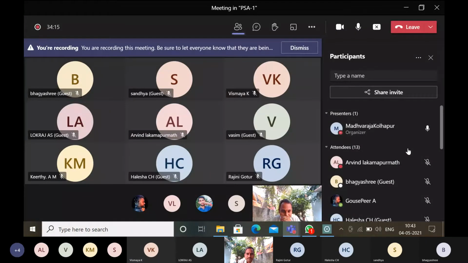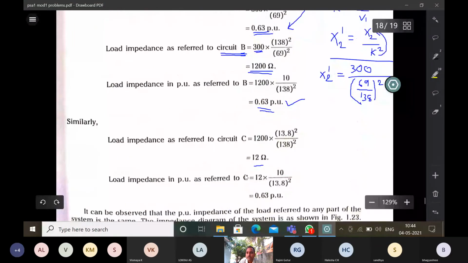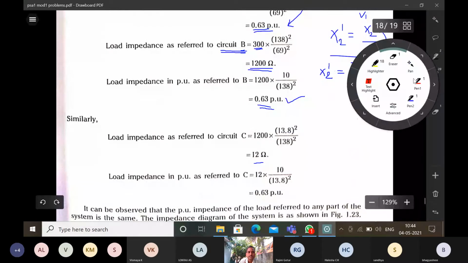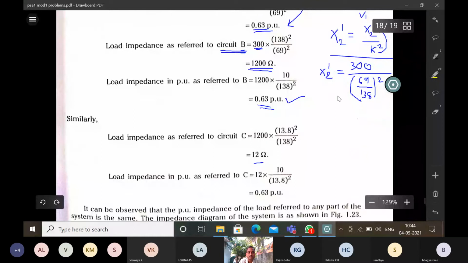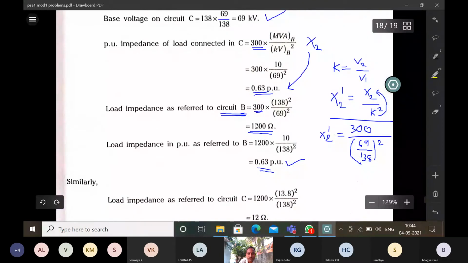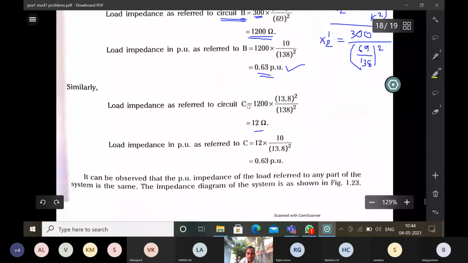No, sir. Clear? Okay, similarly, you find the load impedance referred to circuit A, not C here. Circuit A. So load impedance, per unit impedance connected to C. Load impedance referred to B, and load impedance referred to circuit A section. Third one, circuit A section.